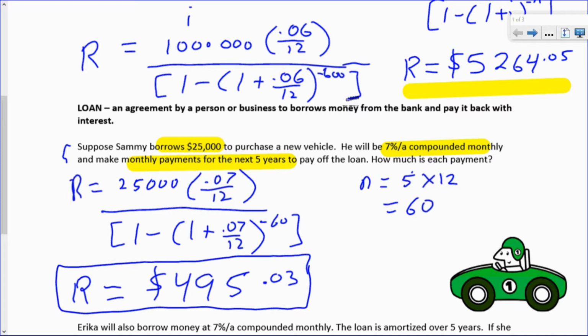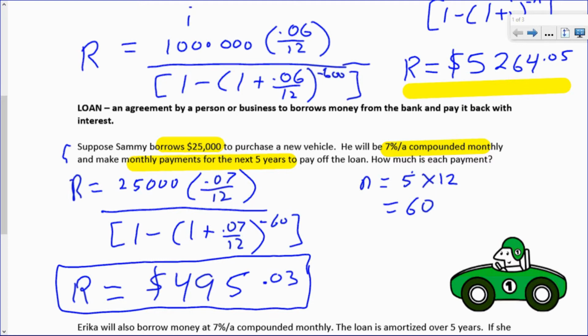so that the present value of the loan becomes 0 after 60 months. $495 per month for 5 years. One thing you could do is if you took $495.03 and you multiplied it by 60, you would find you get about $29,700. So you can see that he paid about $4,000, almost $5,000 in interest in order to buy the vehicle.